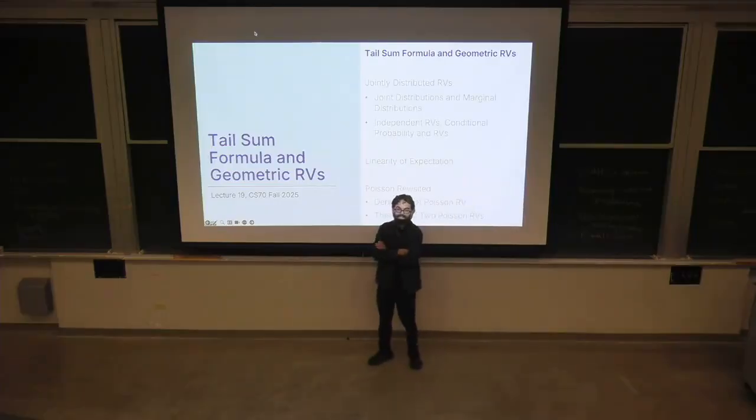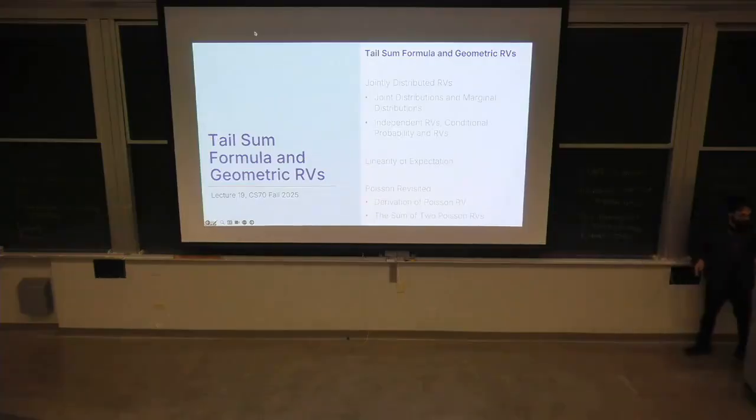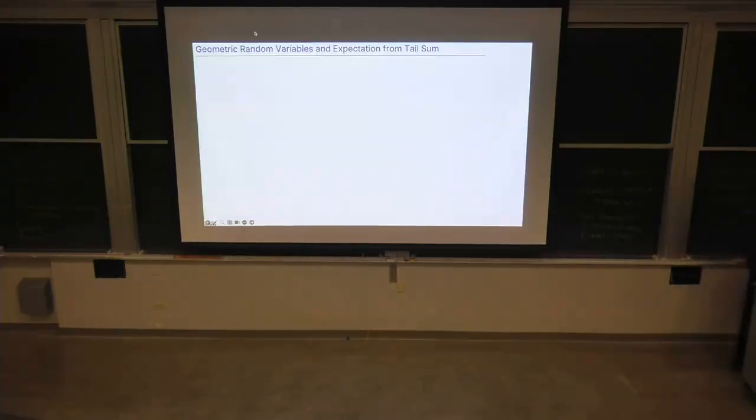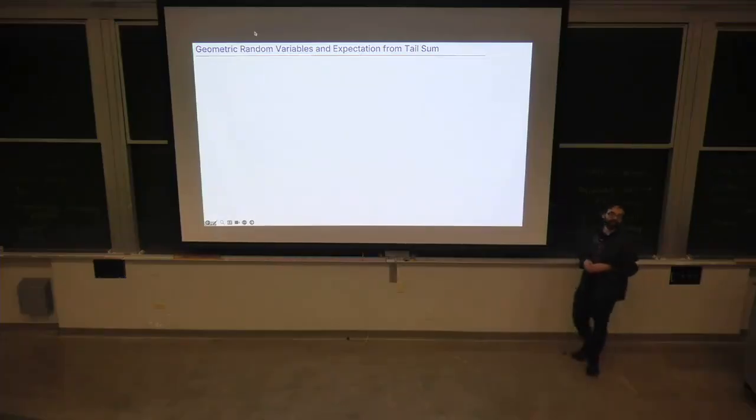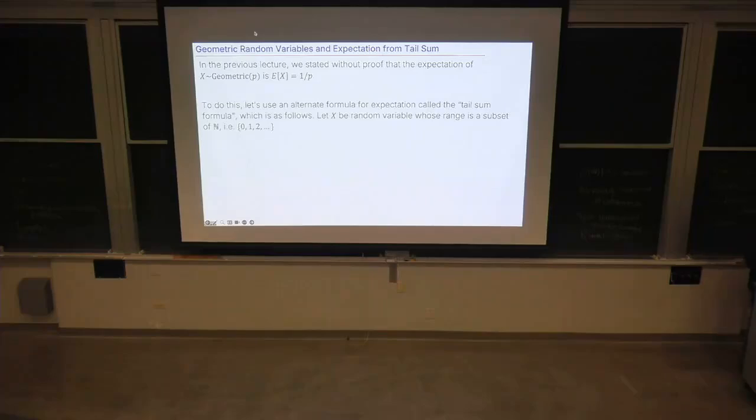So today we're going to be talking more about random variables. This lecture builds pretty naturally off number 18. So I'm going to start by talking about geometric random variables and their expectation. Last time I said without proof that the expectation of such a random variable is 1 over p. So I am going to tell you where that comes from using an idea called the tail sum formula. There's other ways you can compute the expectation of a geometric random variable, but this is a new trick. I think it's nice to see.